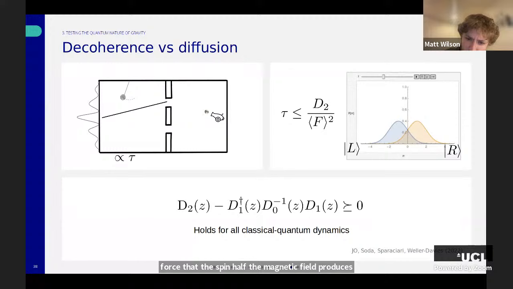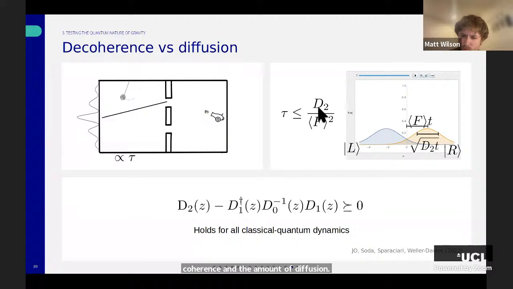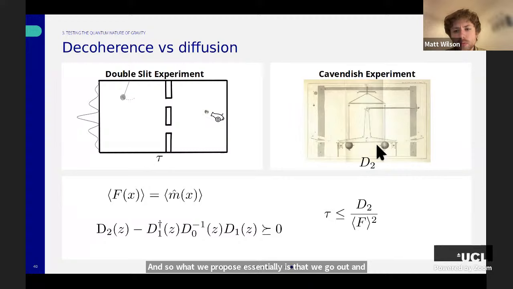So that's why there's this triple trade-off between the force of the back reaction, the amount of coherence, and the amount of diffusion. And so what we propose essentially is that we go out and look for, by say a Cavendish experiment, this diffusion in the gravitational field. And by a double slit experiment, we place a bound on the coherence time.